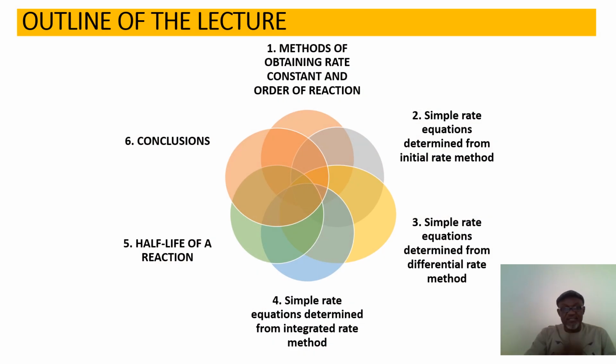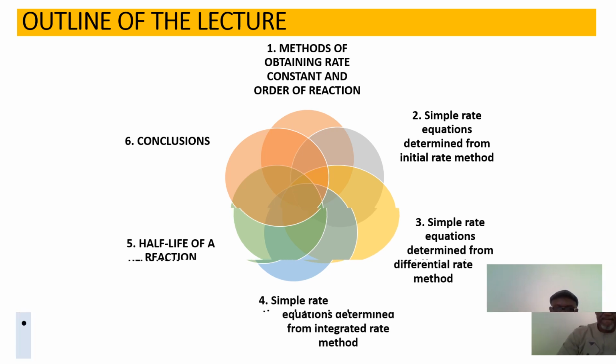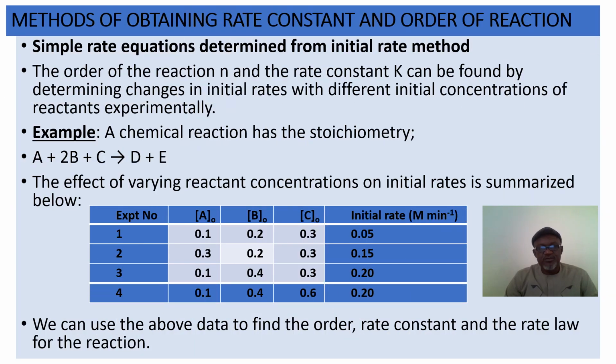We're going to look at methods of obtaining rate constant and order of reaction. We'll be using simple rate equations determined from initial rate methods; 3. Simple rate equations determined from differential rate methods; 4. Simple rate equations determined from integrated rate methods. And then we look at half-life of a reaction and conclude. So, methods of obtaining rate constant and order of reaction.